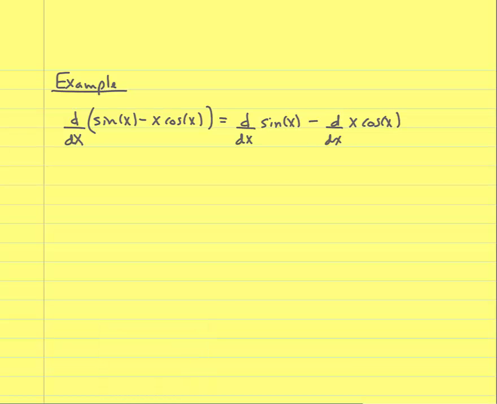So for this example, let's go ahead and look at the derivative with respect to x of sine of x minus x times the cosine of x. So I'm trying to take the derivative of this entire expression. Well, this first piece is going to be pretty easy. Now the derivative of a sum or a difference is the sum or the difference of the derivatives. So I can split this up into two pieces. So the easy part is right here. The derivative of sine is cosine. So there's my first piece.